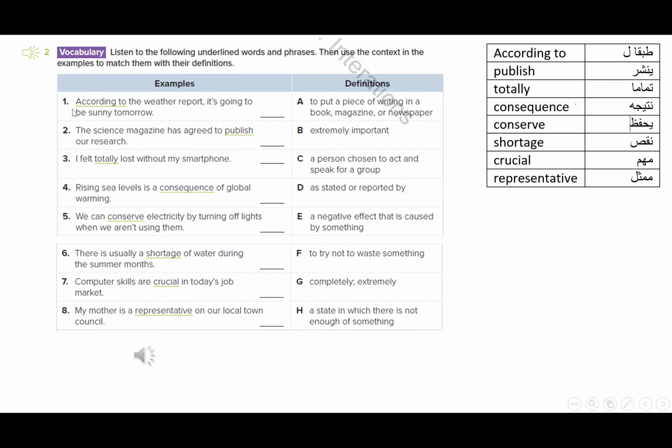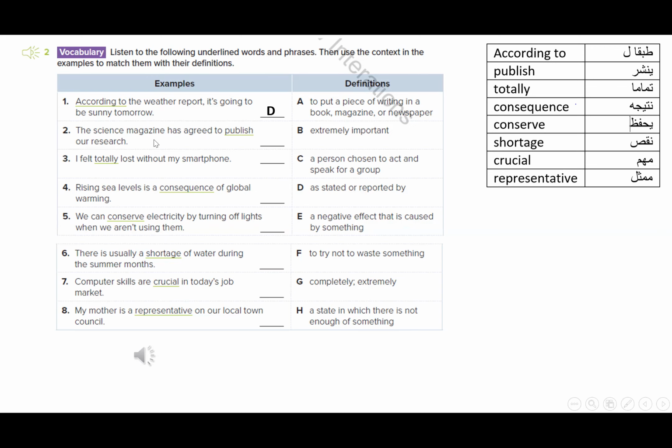Okay, the first one, according to the weather report, it's going to be sunny tomorrow. According to. وهنقول لما تكون كلمات صعبة, use the context, استخدم النص, the words before, the words after, to help you suggest or guess the meaning of the word. According to, معناه قلنا طبقا لي, according to means as stated or reported by.